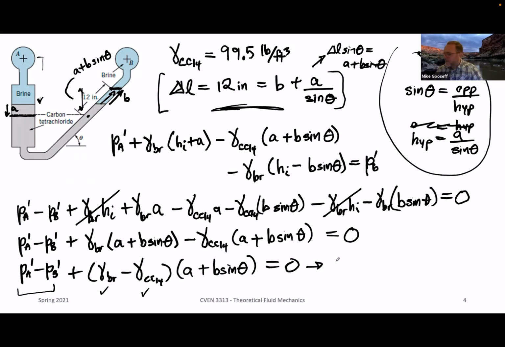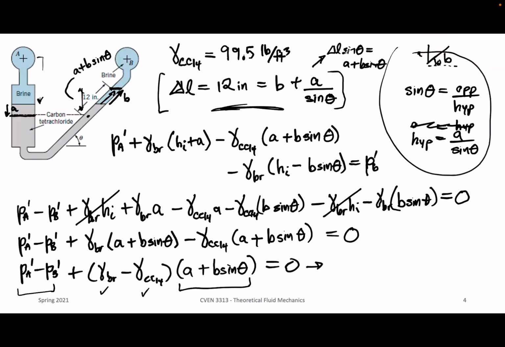Let's see, I think I provided myself some room on the next slide, so I'll give you guys a second to catch up. And then I'm going to go to the next slide and write this out with this substitution in. So we're going to replace this now with delta L times the sine of theta.